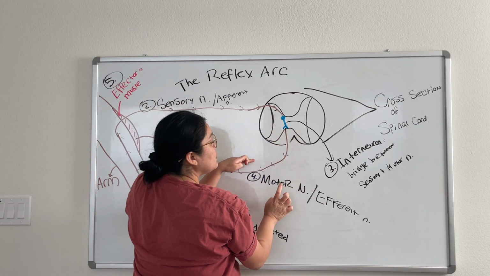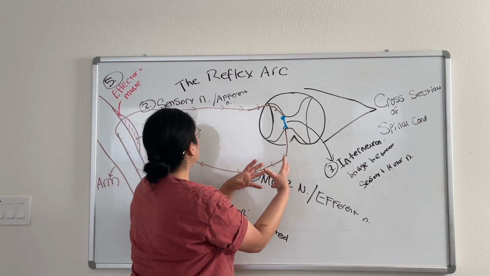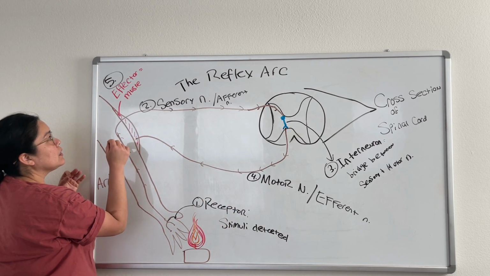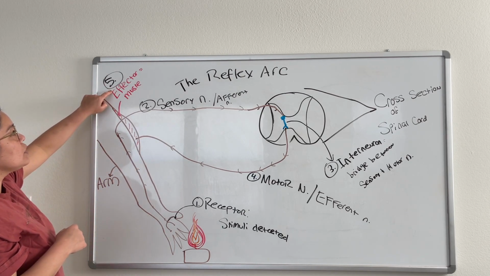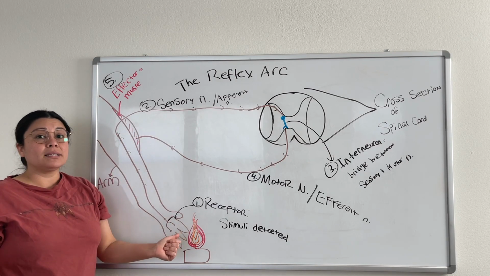When it comes out, this motor or efferent neuron is carrying a message of what this muscle should do. So it's going to tell it, hey, contract so that you can move your hand out of the way. And remember, effector, number 5, is either a muscle or a gland. In this case, it is a muscle.